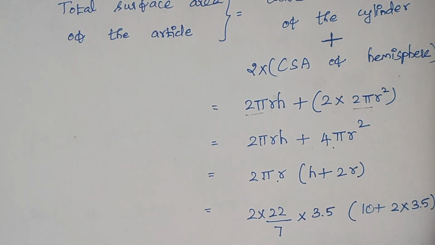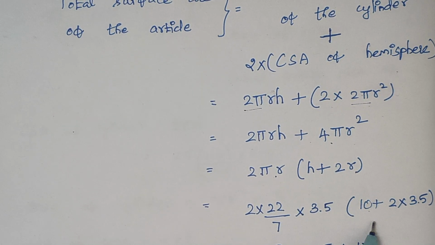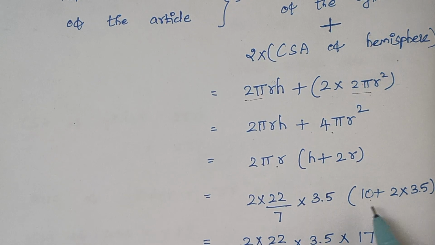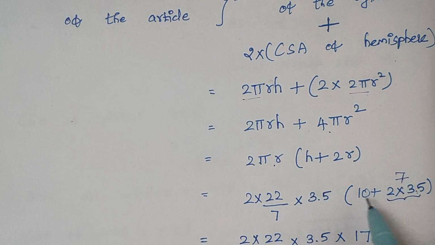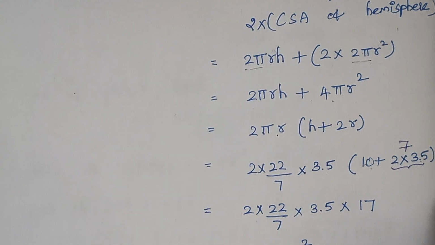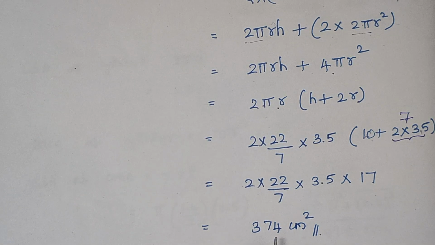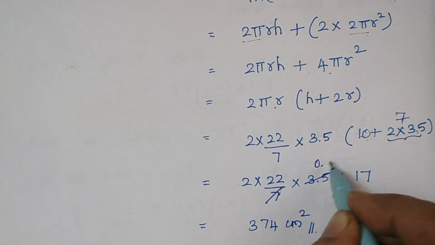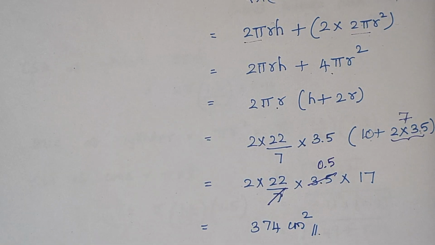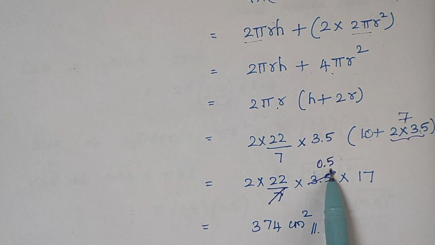So the value of r is 3.5 and h is 10. Just substitute it, and when you simplify, first you have to multiply this. 2 into 3.5 will give you 7, and 10 plus 7 gives 17. So when you simplify, finally we end up with the answer as 374 centimeters square. Here you can cancel these two terms, 7 and 3.5. It is 0.5 times. Again, to simplify, if you have 0.5, you can write it as 1 by 2.